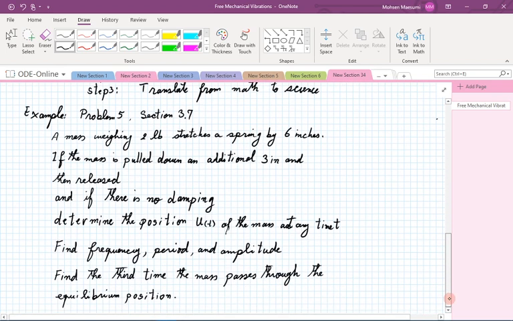Okay, let's go. A mass weighing 2 pounds. Very strange way of describing something. A mass weighing 2 pounds. What is this referring to? So this is the very first clue. A mass weighing 2 pounds.